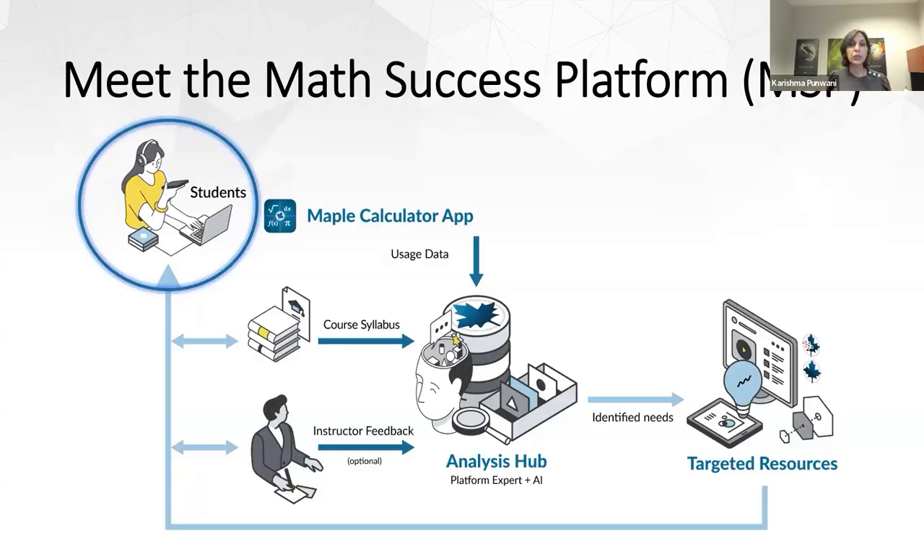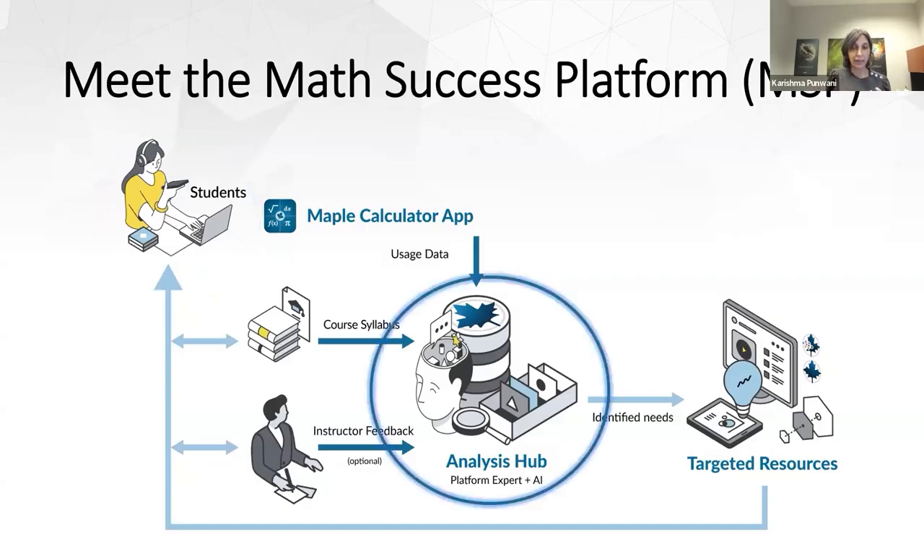And as students use the calculator, we collect anonymous data about how they're interacting with it, what they're solving, where they're getting stuck. And that anonymous data flows into the Analytics Hub, where AI is used to analyze it, to identify patterns. Which concept is the class struggling with? Which question types are causing problems? And where is the learning breaking down?